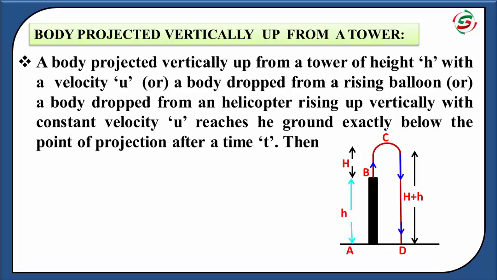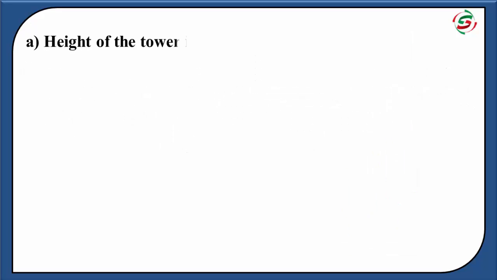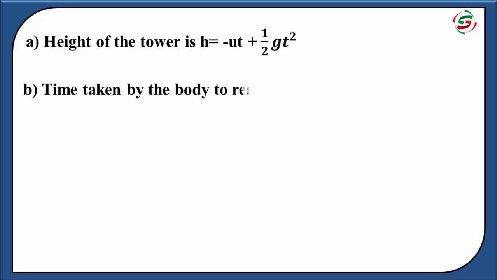This is the body projected vertically up from a tower, and the height of the tower is s equal to ut plus half at square, where a becomes minus. And the time taken by the body to reach the ground, that is T equal to root of u square plus 2gh divided by g.